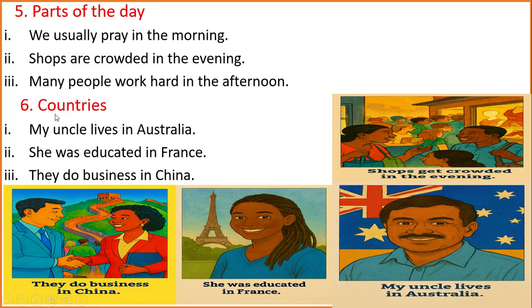Now, countries. My uncle lives in Australia. Look at the example. She was educated in France. She was educated where? In France. They do business in China. Here the names of the countries are Australia, France, China. That's why the preposition in has been used here.